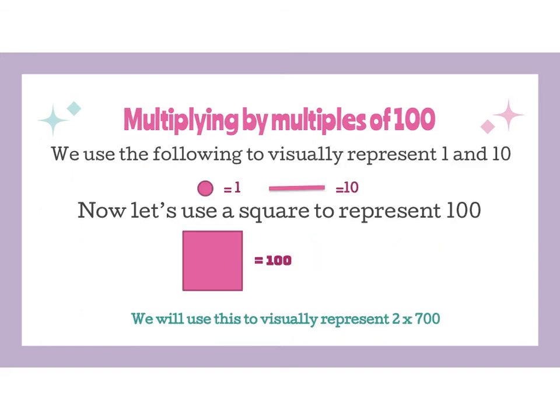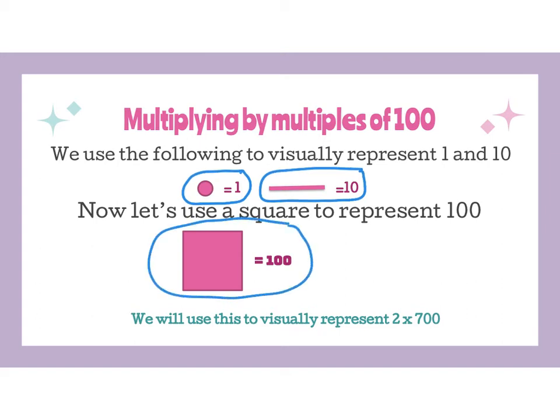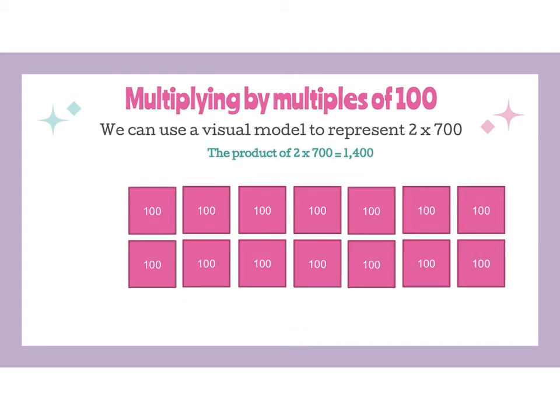We use the following to visually represent 1 and 10. We use the circle dot to equal 1, and we use the base 10 strip to equal 10. Now we're going to use this square to represent 100. We will use this square to visually represent 2 times 700. Let's look at this problem. 2 times 700. We know the product of 2 times 700 is 1,400. But this here shows you how we can use a visual model to represent the multiplication.